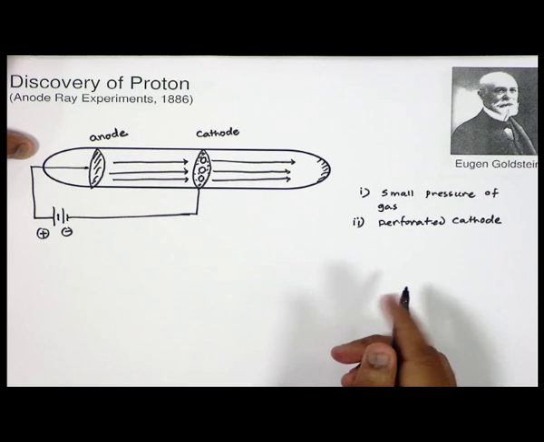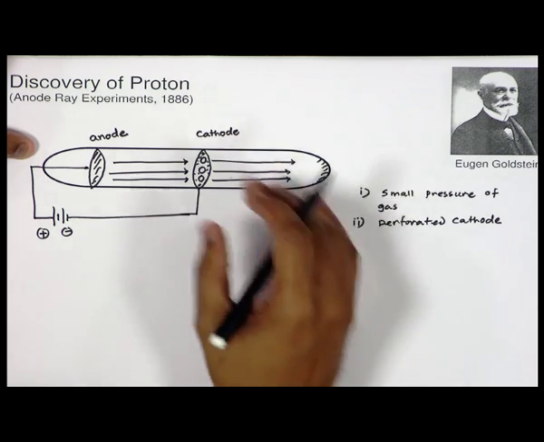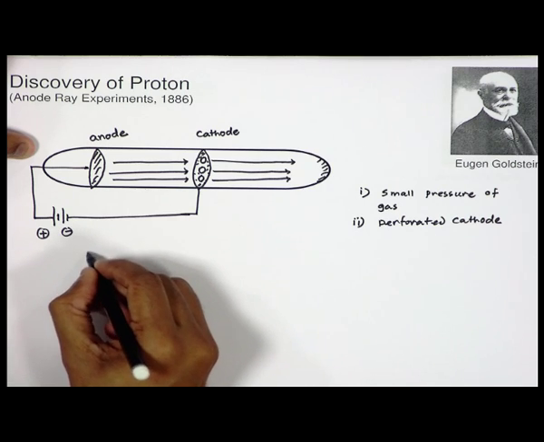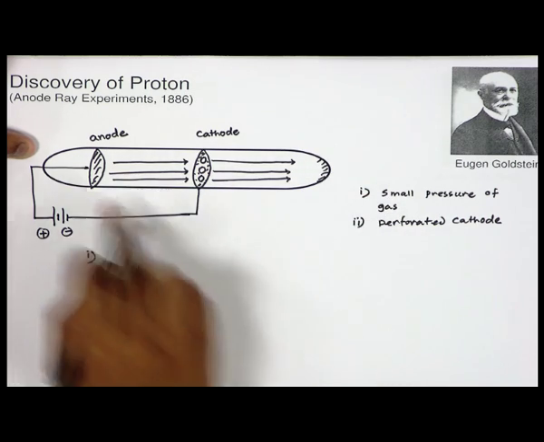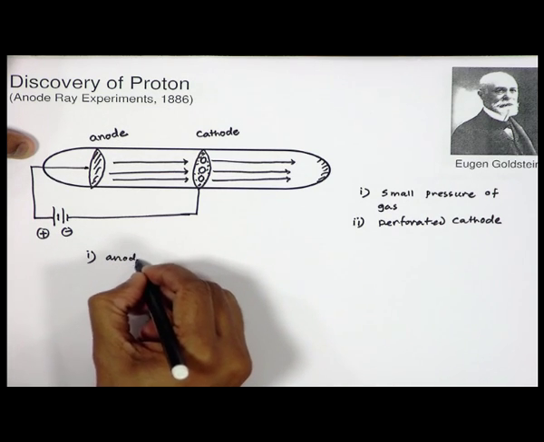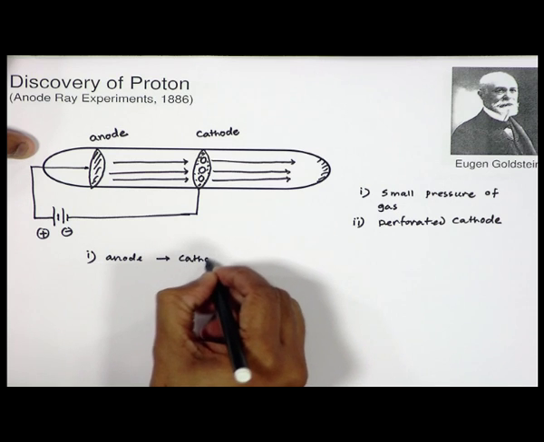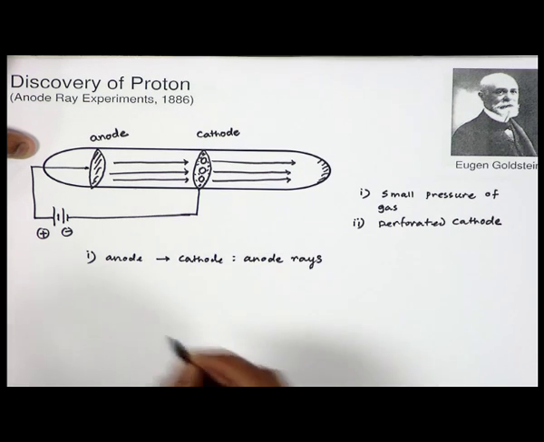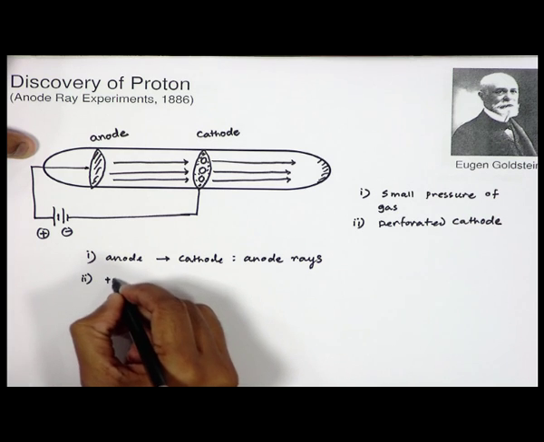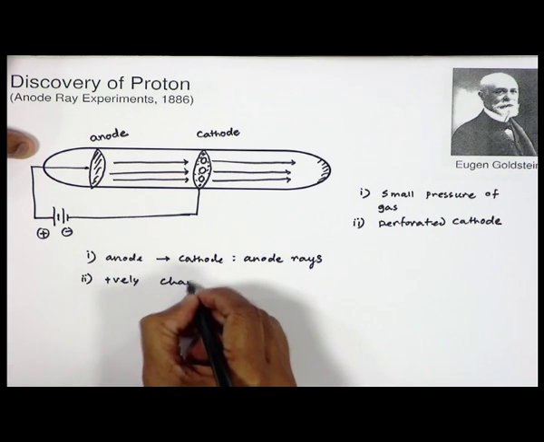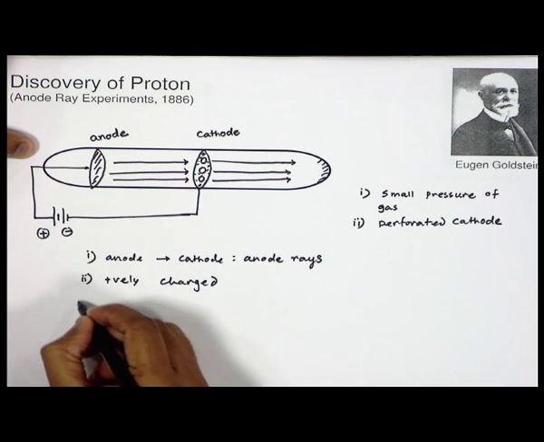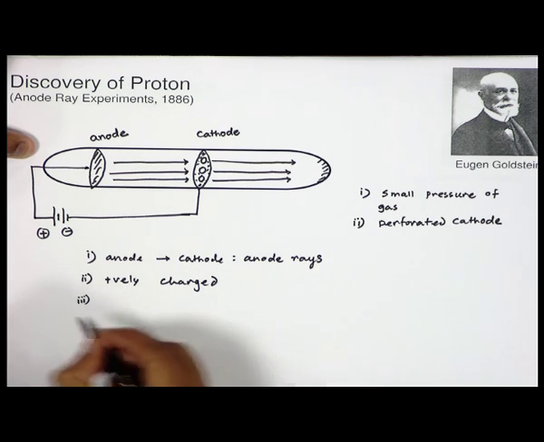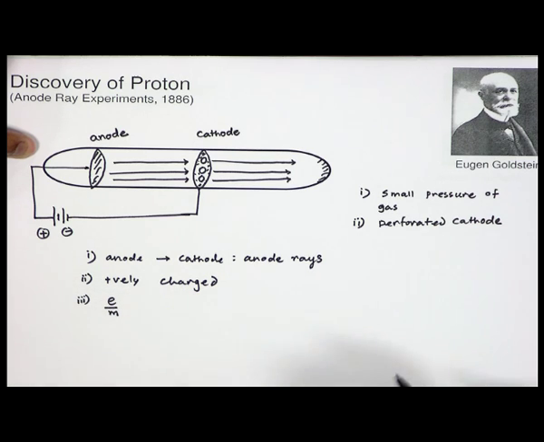Now, you can redo the experiment that was done by J.J. Thomson to show that these rays travel in a straight line from anode to cathode. They travel from anode to cathode, and we therefore call them anode rays. You can show that they are positively charged, and you can also carry out several experiments and determine their e/m.